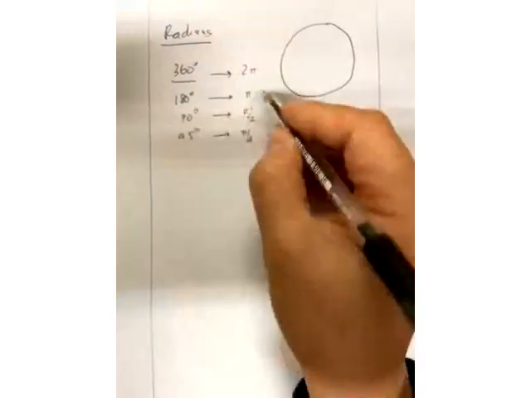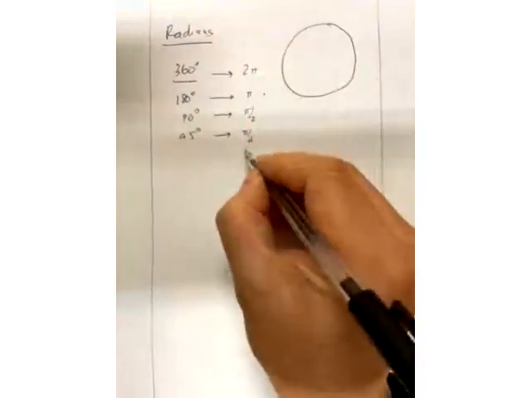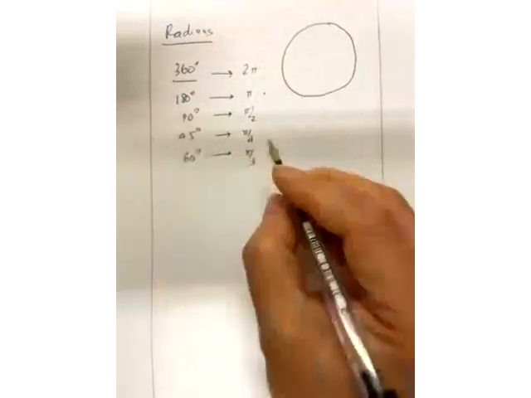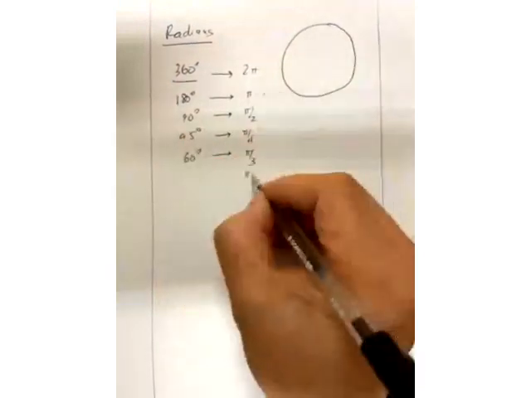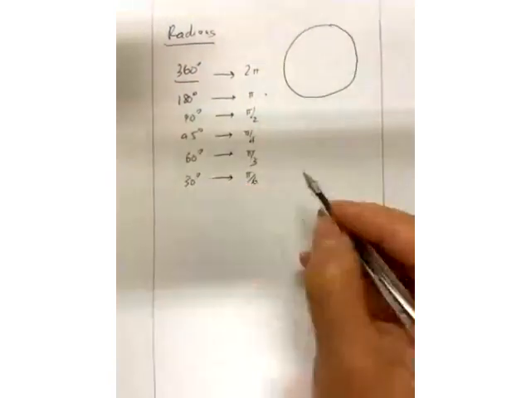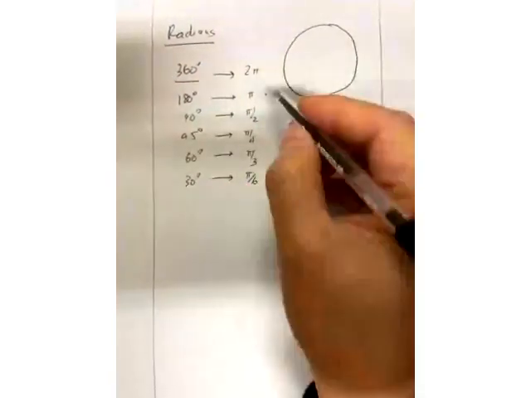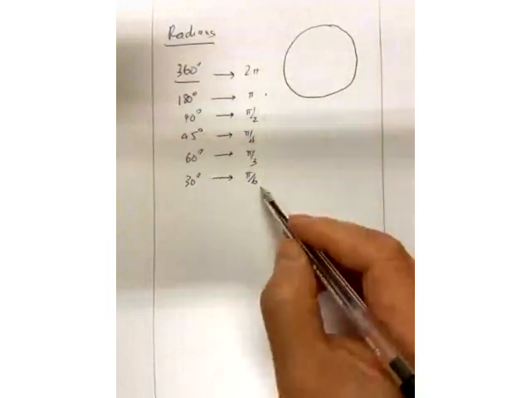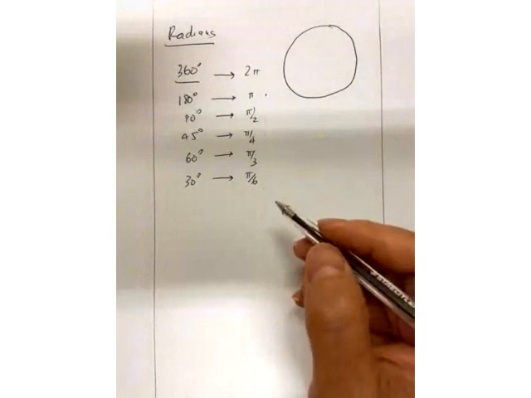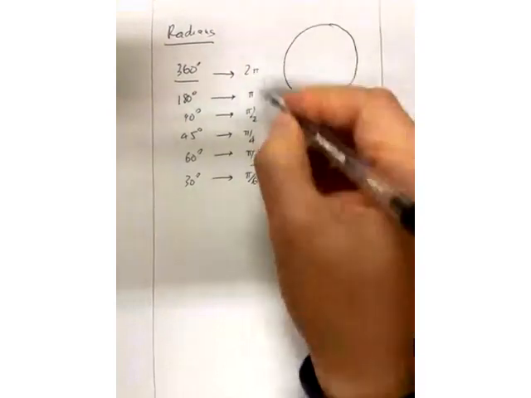You divide that by half again, that will be 45 degrees. If you divide this by 3, you get pi on 3. And so you divide 180 by 3, you get 60 degrees. If you divide this by 6, that's 30 degrees. So you must know all of these, and you must commit them to memory. And so that is all there is. This side is radians.